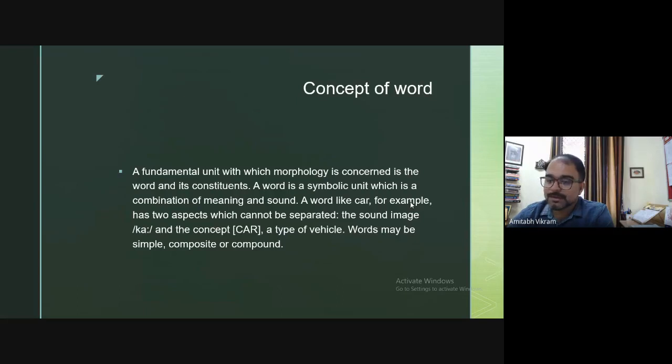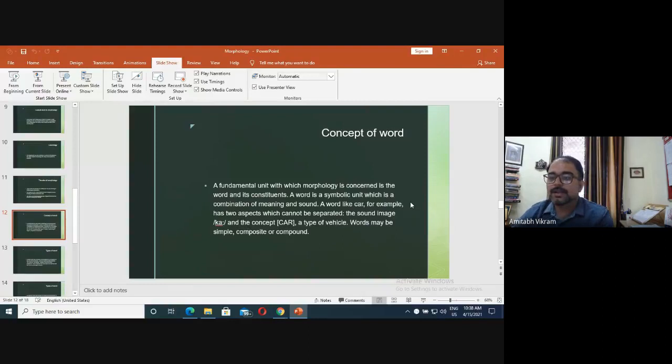Words may be simple, composite, or compound. This we will study, which are the simple words and which are the composite or compound words, in the next class. And I stop here.